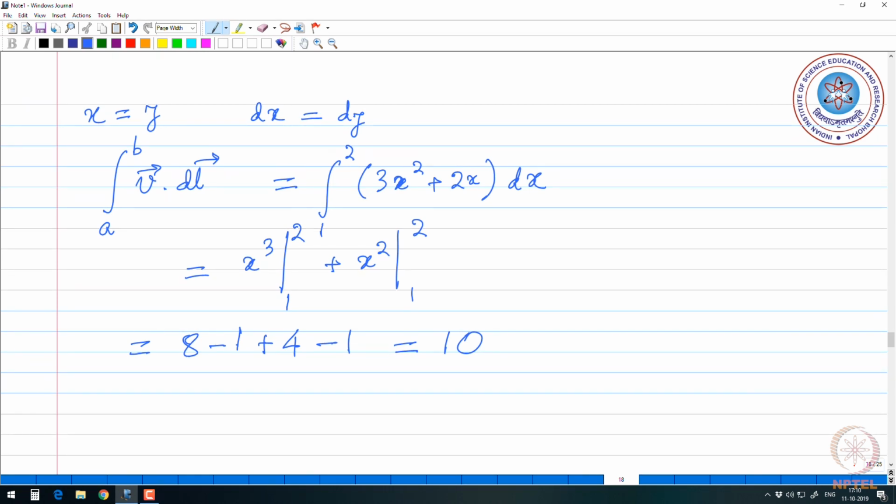So, it is not necessary that the line integral along every path will be the same if you connect 2 points in the line integral for a vector. It can be path dependent. There are certain cases where the line integration of a vector is not path dependent. We will come to that situation later.